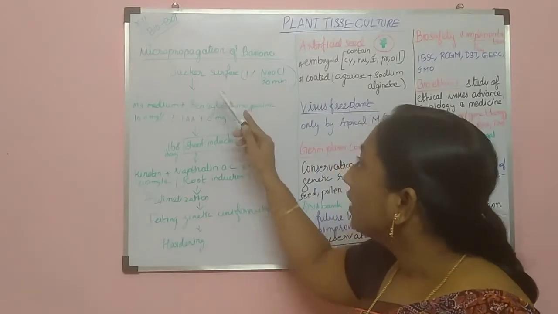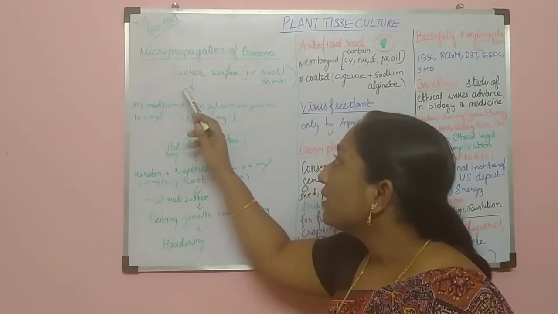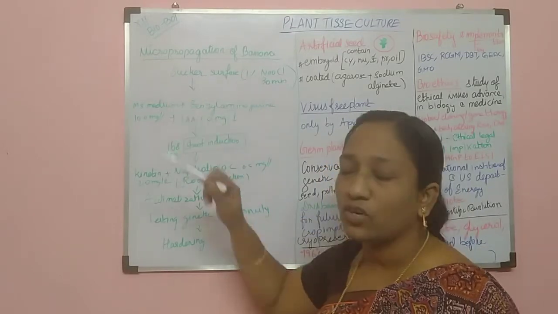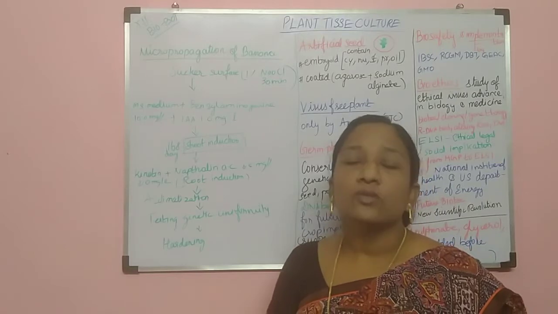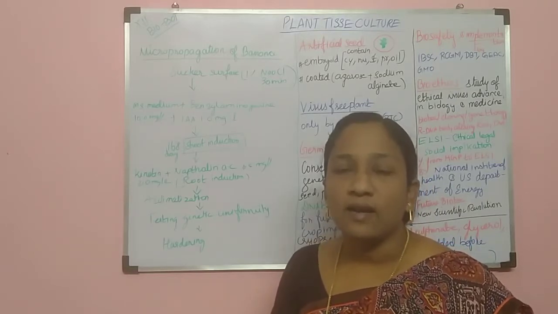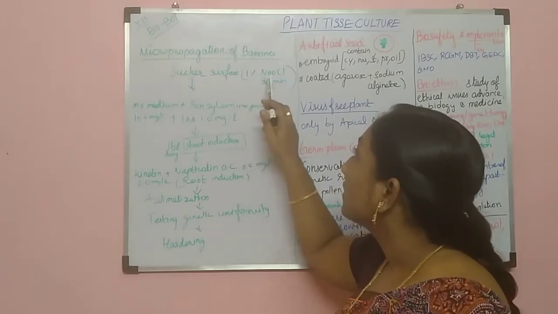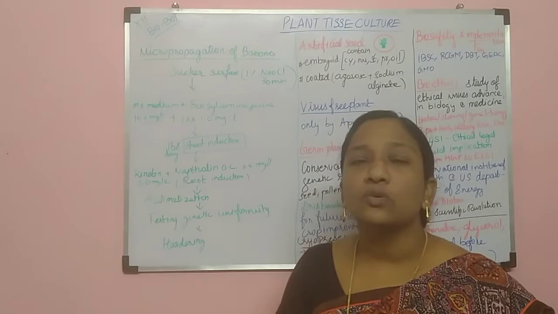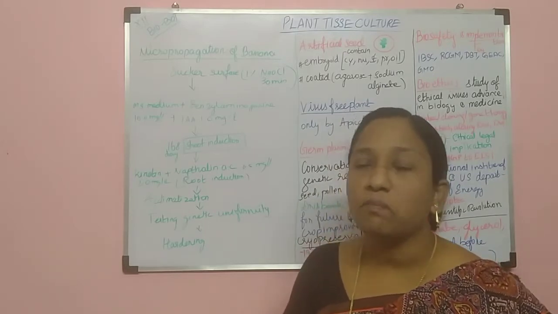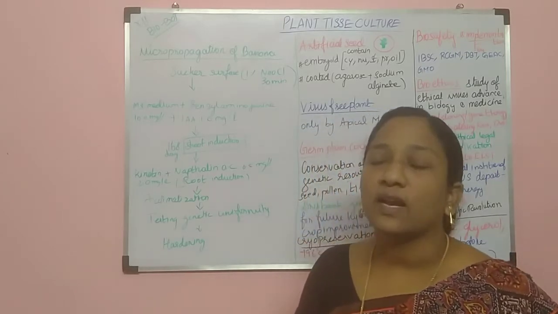First, we have to select the part of the banana. In the banana plant, the sucker part, which is said to be the pseudostem, is selected for this process. That pseudostem has to be taken and sterilized using 1% NaOCl. NaOCl is used to sterilize the sucker part of the banana plant for 30 minutes. How much? For 30 minutes we have to sterilize it.